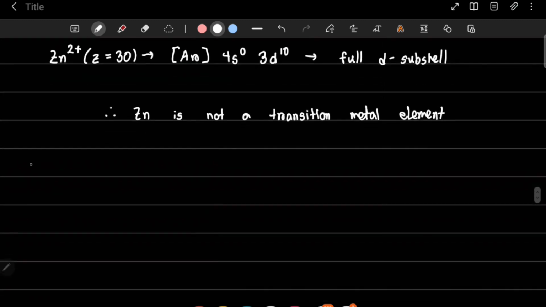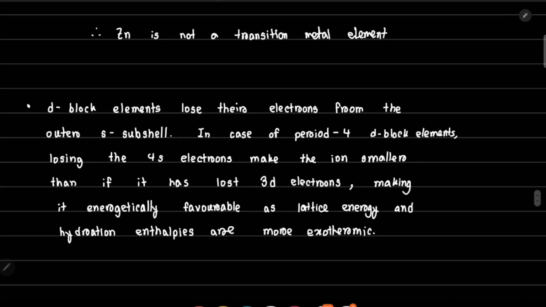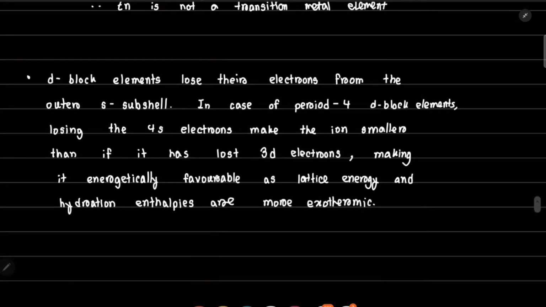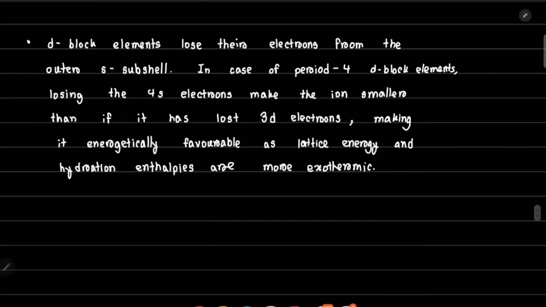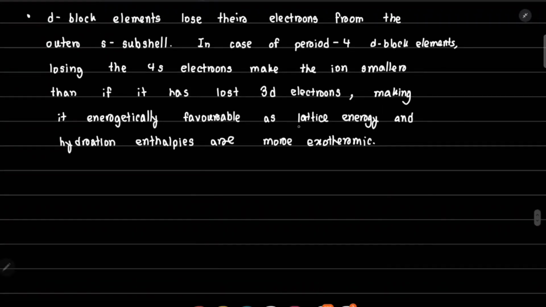You can also note down that the 4s electrons are lost before the 3d electron. So this is the reason that it's lost from the 4s subshell instead of the 3d subshell, because if the 4s electrons are lost, the ion becomes smaller than if the 3d electrons are lost. So this makes it more energetically favorable, as having a smaller ion makes the lattice energy and hydration enthalpy more exothermic.